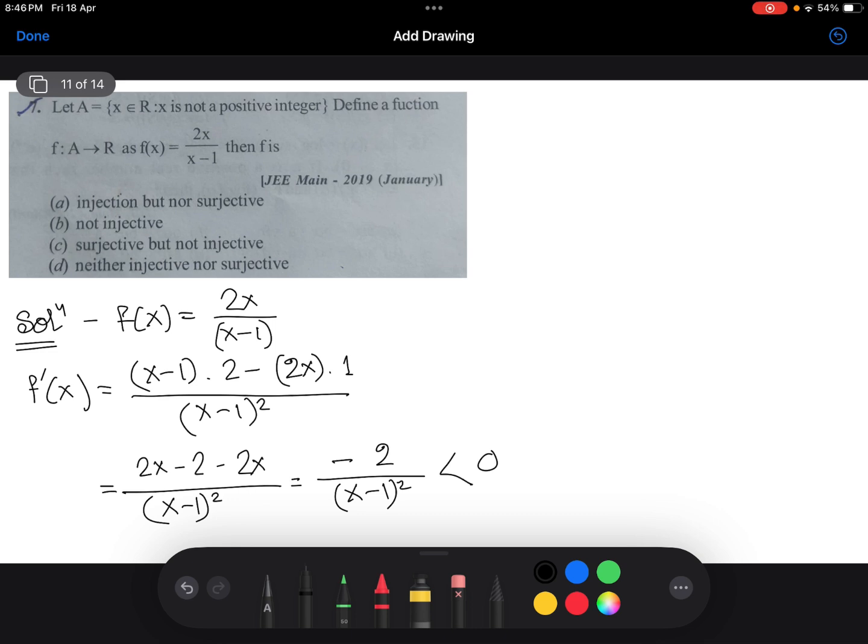Therefore, f is a strictly monotonic decreasing function. Okay, let me not write here because it's not visible.